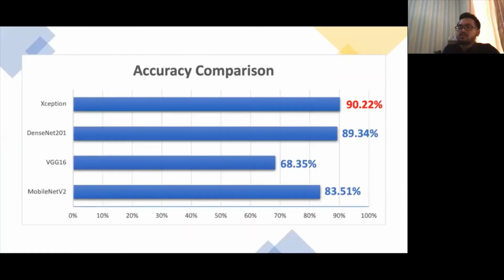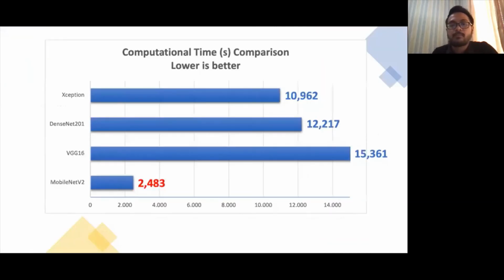This is a comparison of the accuracy of each architecture used in this study. Xception has the best accuracy, and VGG16 has the worst accuracy, as you can see right here. So we can get 90.22% accuracy using Xception, but with VGG16 it is only 68.35% accuracy.